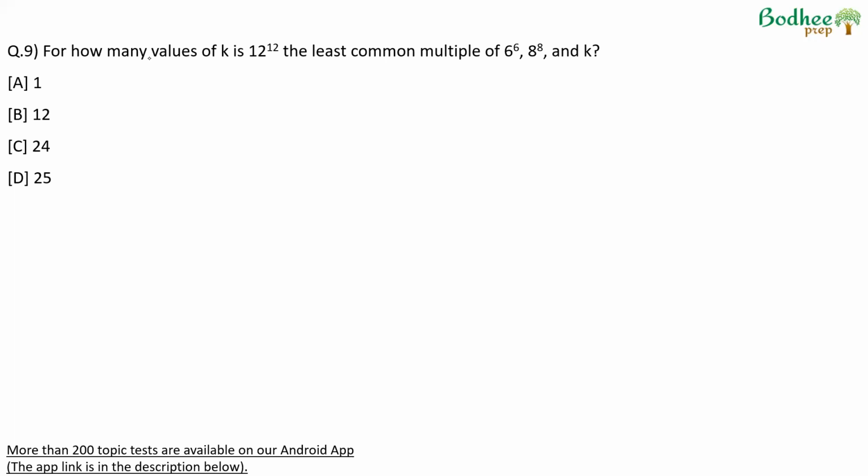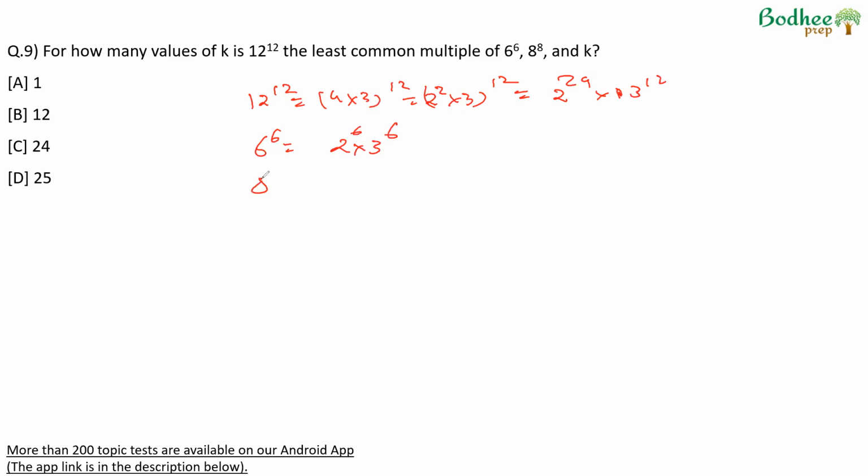For how many values of k is 12 raised to power 12 a common multiple? 12 raised to power 12 is 4 into 3 raised to power 12, which is 2 raised to power 2 into 3 raised to power 12, which is 2 raised to power 24 into 3 raised to power 12. 6 raised to power 6 is nothing but 2 into 3 raised to power 6, so 2 raised to power 6, 3 raised to power 6. 8 raised to power 8 is 2 cube raised to power 8, which is 2 raised to power 24.